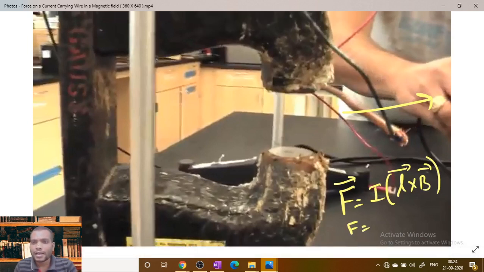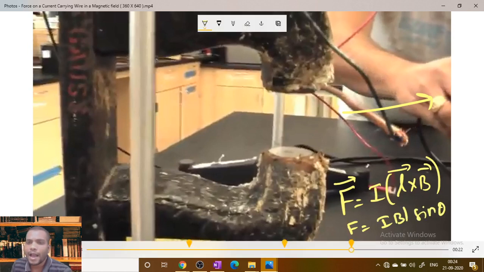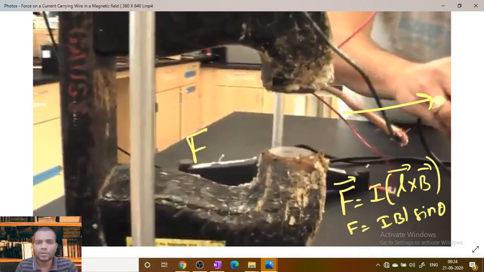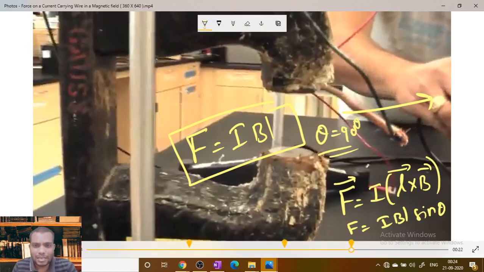We can rewrite this as IBL sine theta, where theta is the angle between the magnetic field and the elemental length. When theta equals 90 degrees, the force is maximum, so F equals IBL. This is the magnitude of the force acting on a straight conducting wire. But our case is to apply the same concept to a rectangular loop. Let us try to apply it.